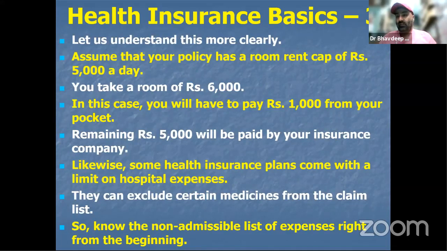If you take a room of 6,000, Dr. Rishabh gave an example. Let's suppose your cap is 5,000, and the 5,000 room is not available in the hospital. So you have no option but to take a room of 6,000 rupees. So in that case, you have to pay the difference of 1,000 from your own pocket, and the 5,000 will be paid by your company. But as you opt for the higher room, the other expenses also increase. So know the non-admissible list of expenses right from the beginning. Certain medicines can also be excluded from the list, but everything would be mentioned in the policy document.